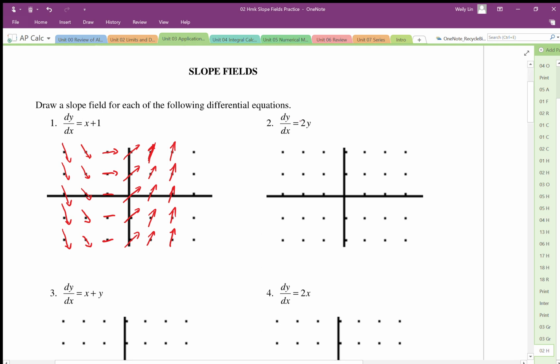For this one here, the x value shouldn't affect the slope. If I just choose a y value, at y equals 0, I'm going to have slopes of 0. So I draw my slope segments here. At y equals 1, I have a slope of 2, and the x value won't affect the slope. At y equals -1, I have -2, so it's going to slope like this. And at y equals 2, I get slopes of 4, so it's even steeper like this.